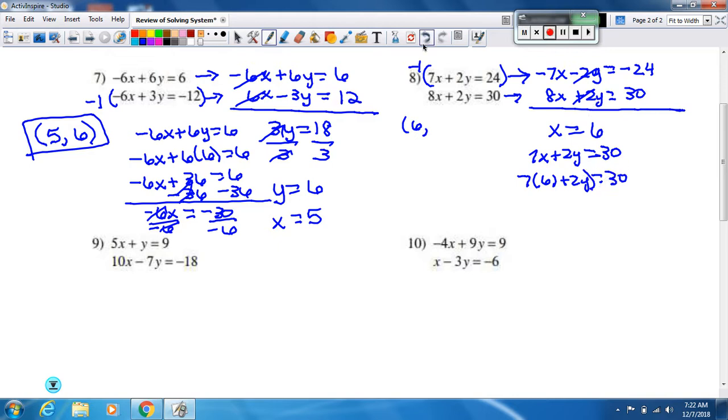I don't need a parentheses there. Okay, 7 times 6 is 42, plus 2y equals 30. Subtract 42 from both sides. Opposites cancel. 2y equals negative 12. Divide both sides by 2. Y equals negative 6.